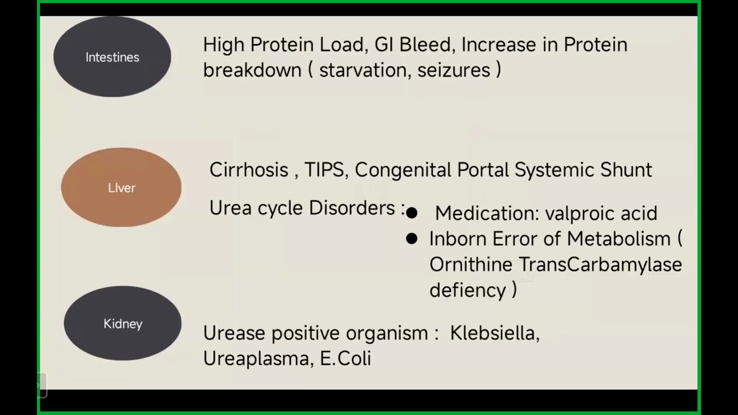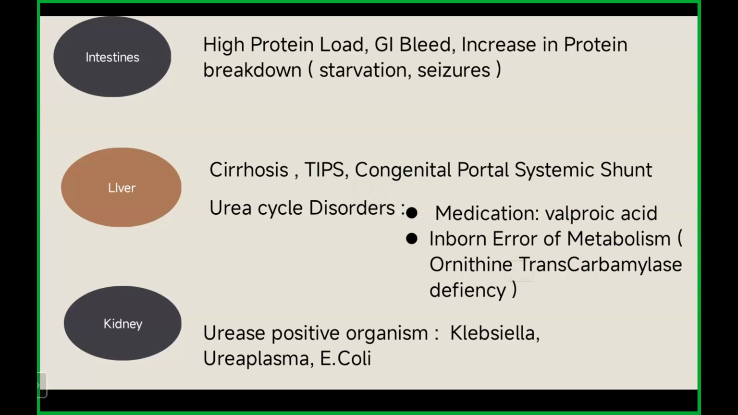Along that pathway, a lot of problems can happen. In the intestine, we can get a high ammonia level from high protein load, GI bleed, increased protein breakdown, starvation, or seizure. In the liver, once the protein gets metabolized into ammonia, it has to go to the liver, and sometimes it can bypass the liver. It can bypass the liver because the liver is not functional enough, as in cirrhosis; about 90% of high ammonia levels are usually due to cirrhosis. So when you have a patient with a high ammonia level, the first question is whether there is cirrhosis or liver failure. If the patient doesn't have cirrhosis, the ammonia can still bypass the liver through a congenital portosystemic shunt.